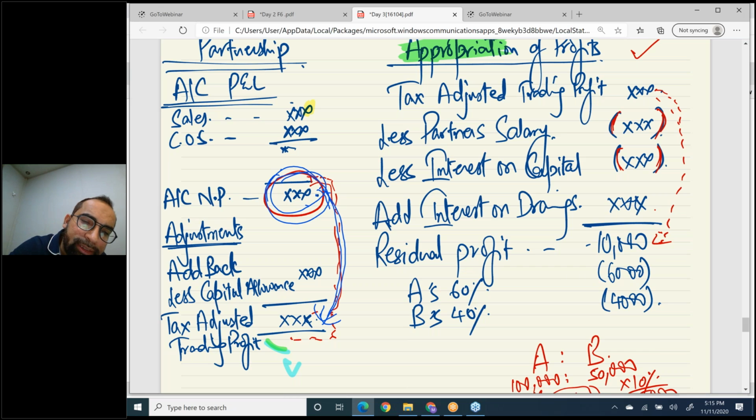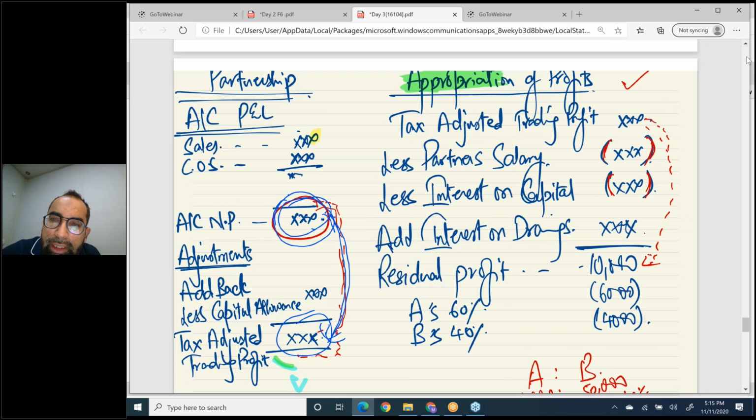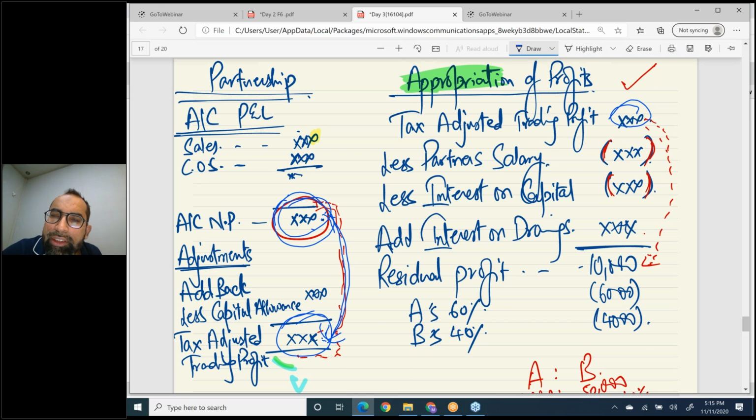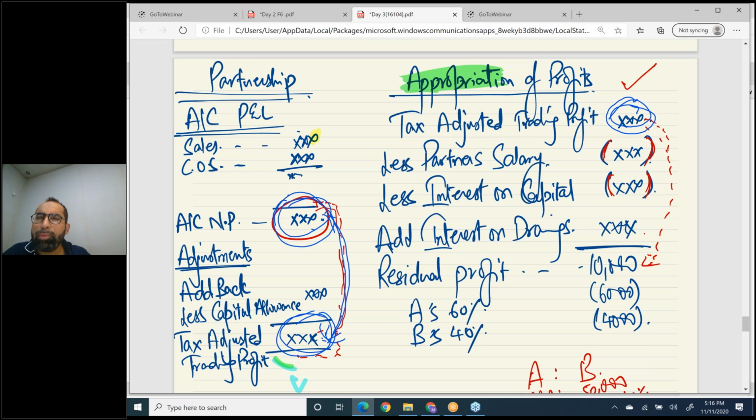once you get tax adjusted trading profit, you start the appropriation of profits. And appropriation of profit is a very simple thing. 99% of students have done this in their accounting paper as well. How do we do this appropriation?